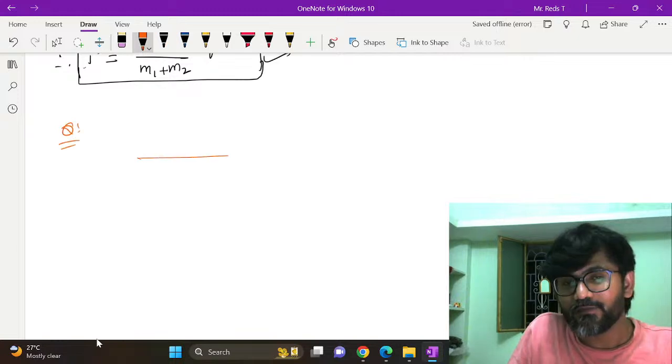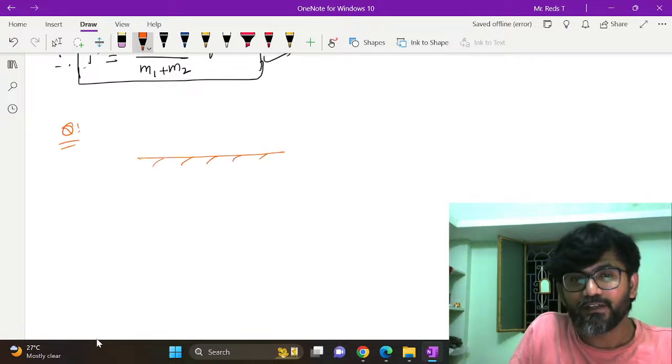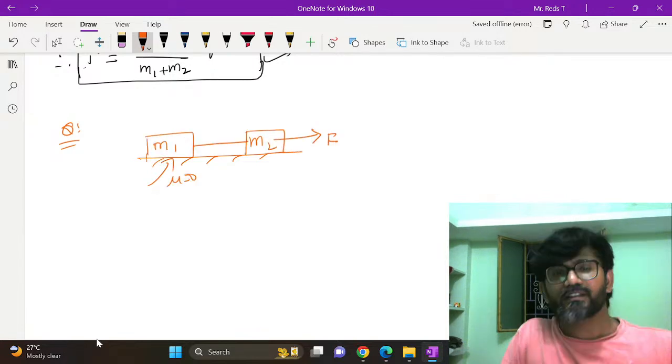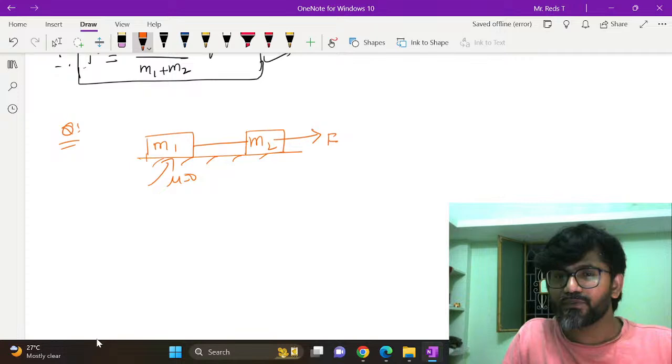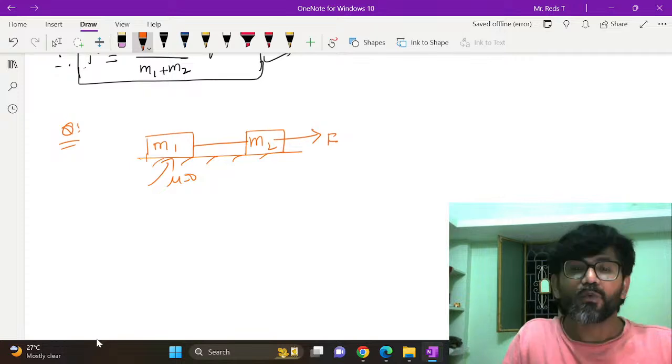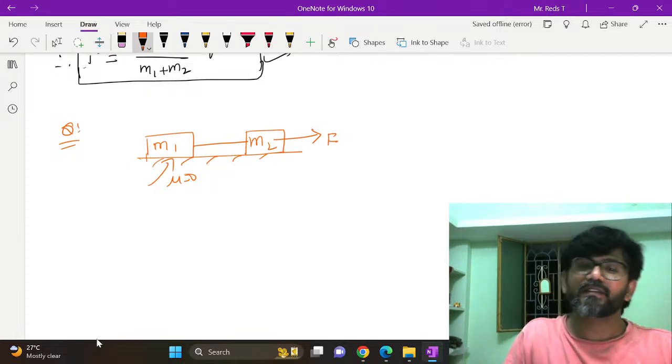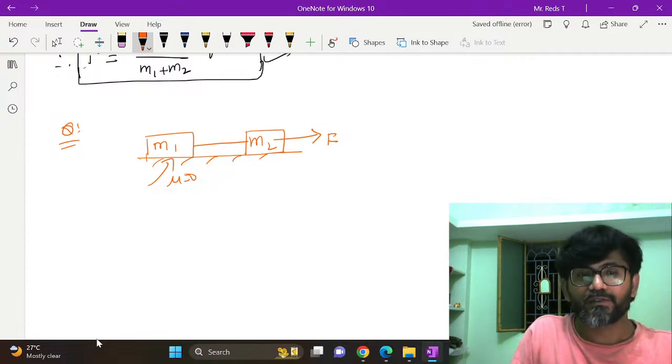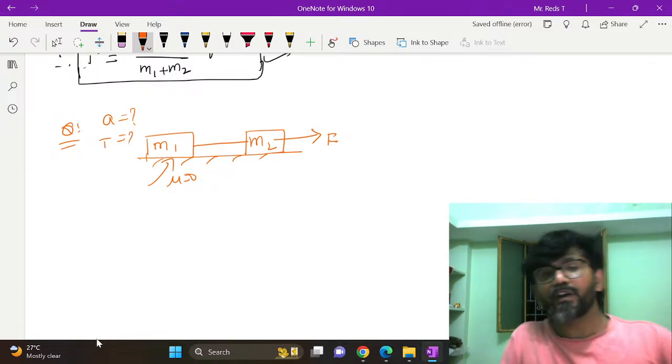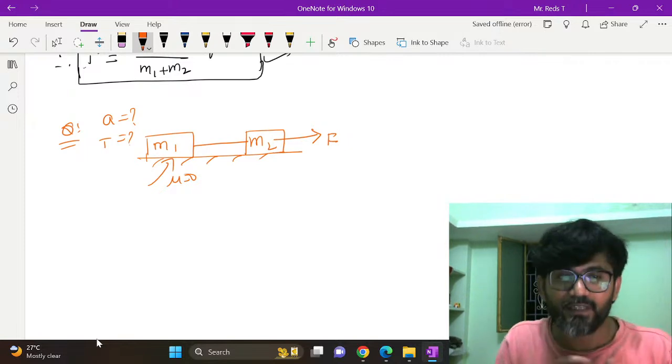There is a smooth surface. Smooth surface means the coefficient of friction is 0. On this surface, an external force is acting. This is the only external force acting. Now, what is the acceleration of the system and the tension developed in the string is the question. So where you have to get the tension, that you have to understand properly.